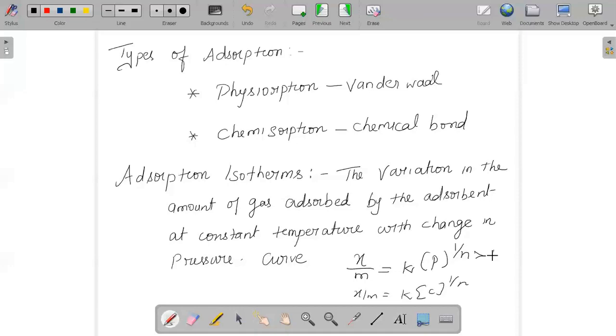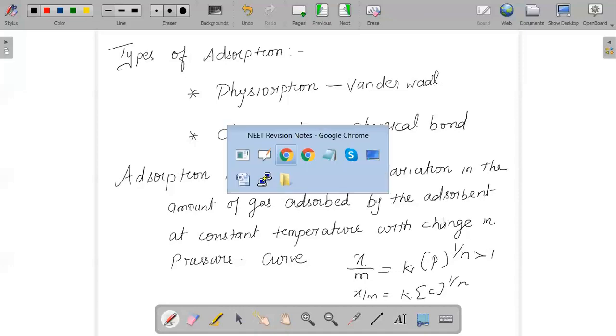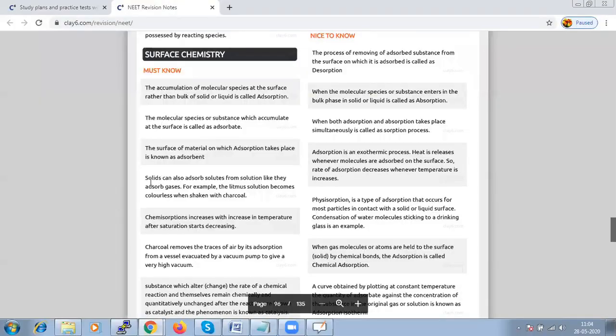So what are the places where we use adsorption? Solids can also adsorb solutes from solution, like they adsorb gases. For example, litmus solution becomes colorless when shaken with charcoal. Chemisorption increases with increase in temperature, and after saturation it starts decreasing. Another important use: charcoal removes traces of air by adsorption from a vessel evacuated by a vacuum pump to give a very high vacuum.